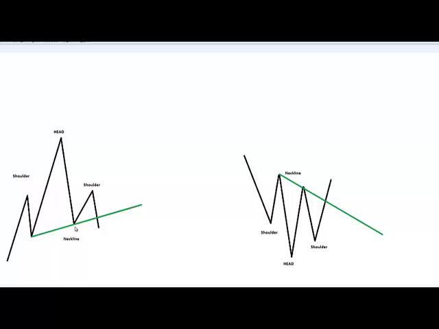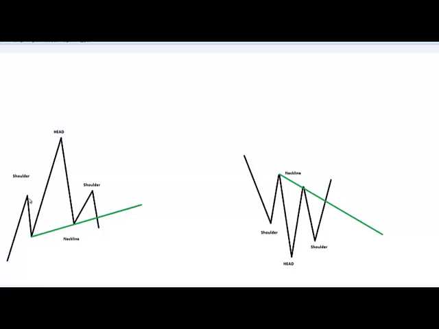If you connect the two armpits, you have a neckline. This neckline is very important because when you break the neckline, the head and shoulders triggers. So when you break the neckline, you can activate the trade or you wait for the retrace. And we will get into that later.